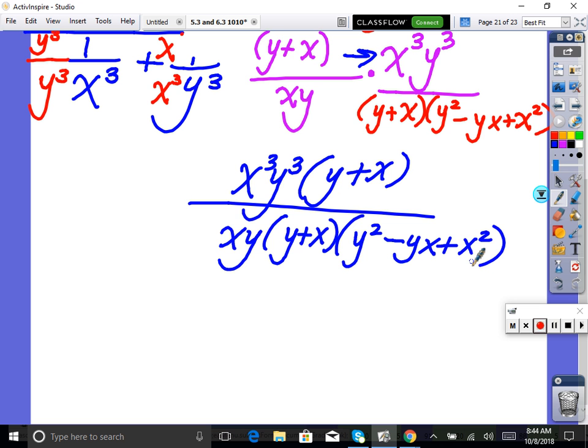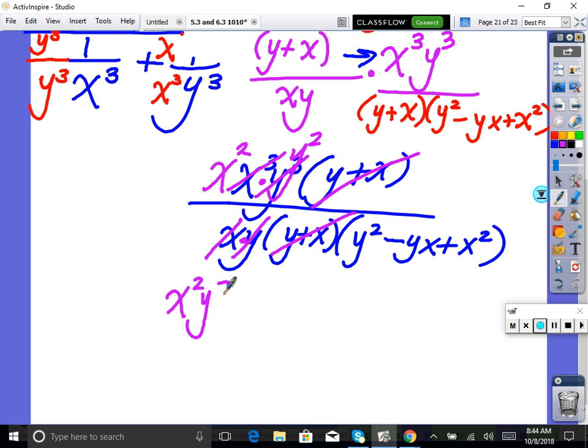Now can I divide out exact factors? Multiplication, multiplication. We can divide across multiplication. So x cubed and x divides out to become x squared on top, doesn't it? Y cubed and y divides out to become y squared on top. Then these divide out, and that's it. So on top was an x squared and a y squared. On bottom, all that's left was the y squared minus yx plus x squared. And we're done.